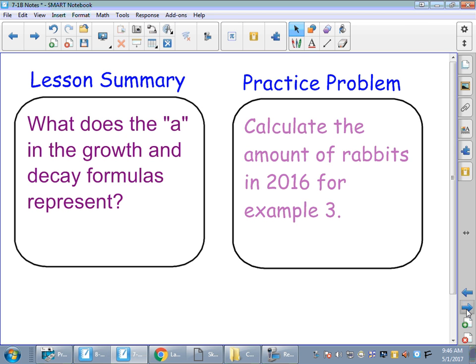So lesson summary: I need to know what the little a stands for in growth and decay formulas, and then I need you to calculate the amount of rabbits in 2016. So remember, start counting years from 2010, since that's where our initial data was starting from. Good luck.